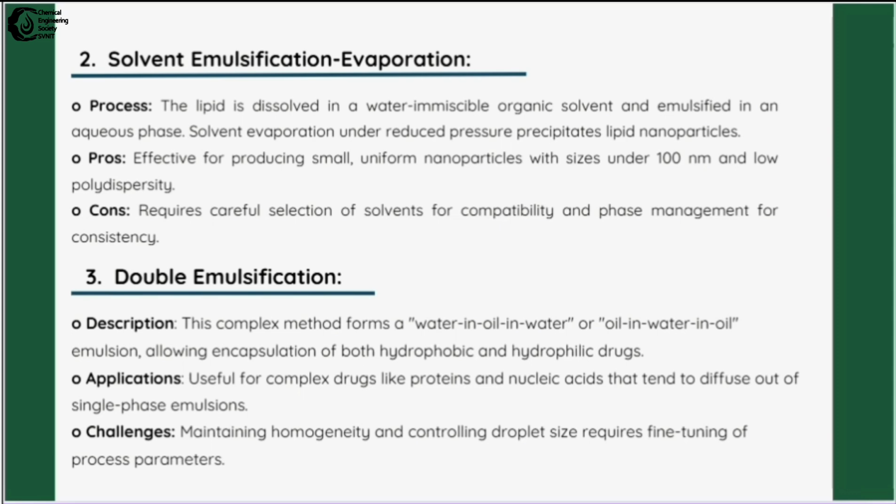Now coming to the third method, which is double emulsification. In this method, we form a water in oil in water or oil in water in oil type of emulsion which can encapsulate both hydrophobic and hydrophilic drugs. It is useful for complex drugs like proteins and nucleic acids that tend to diffuse out of the single phase emulsions. The main challenge is to maintain the homogeneity and control the droplet size.